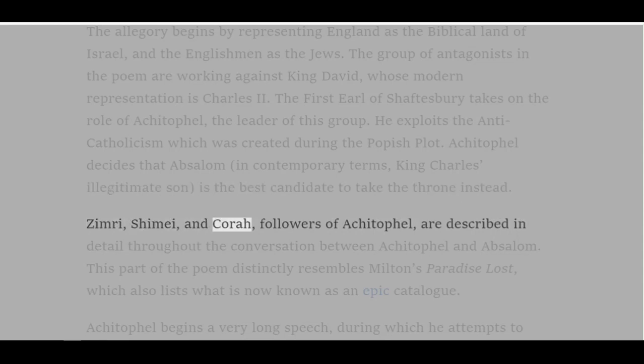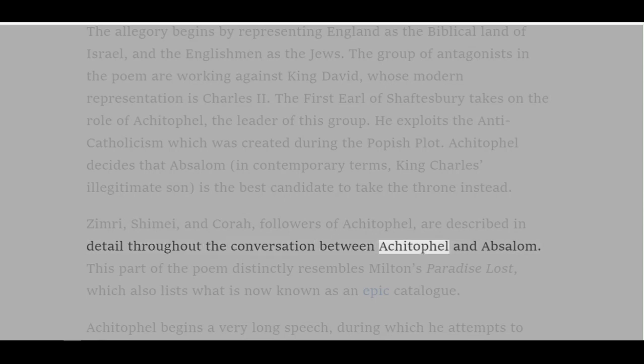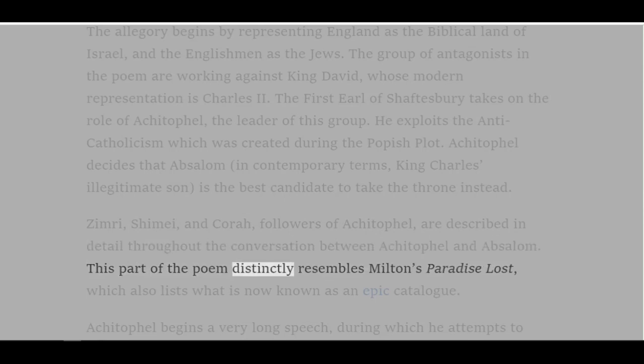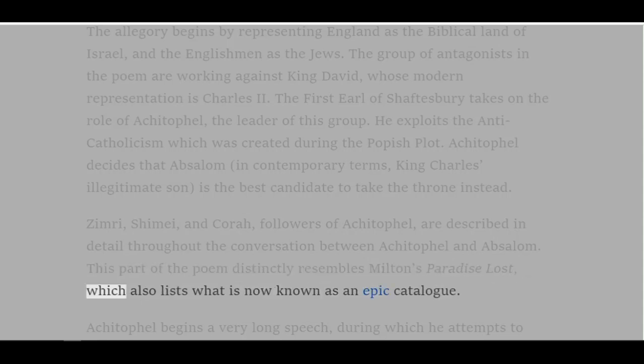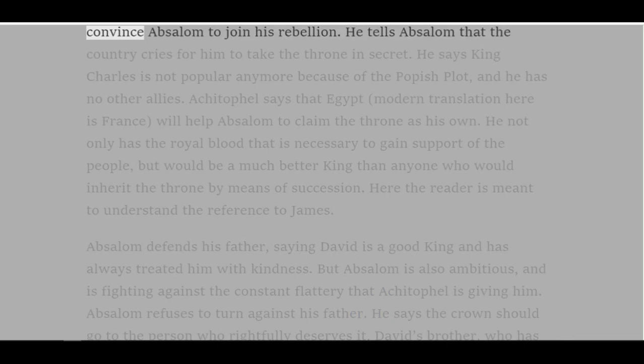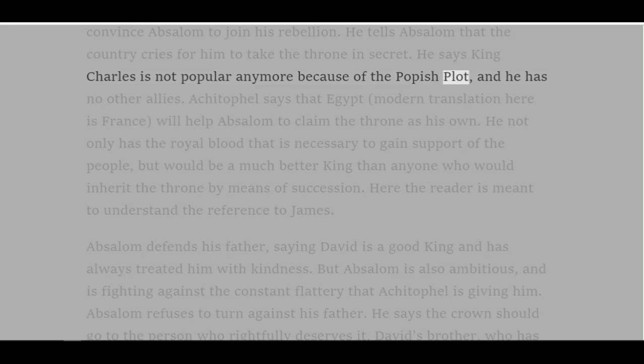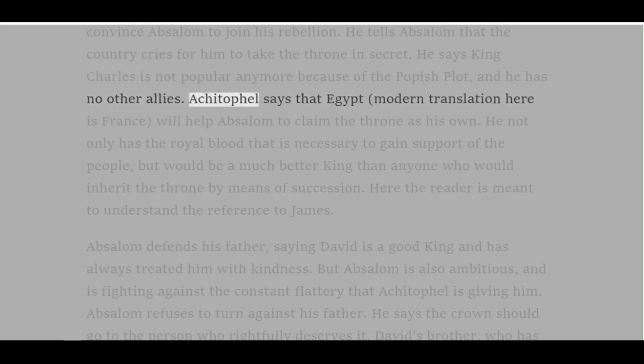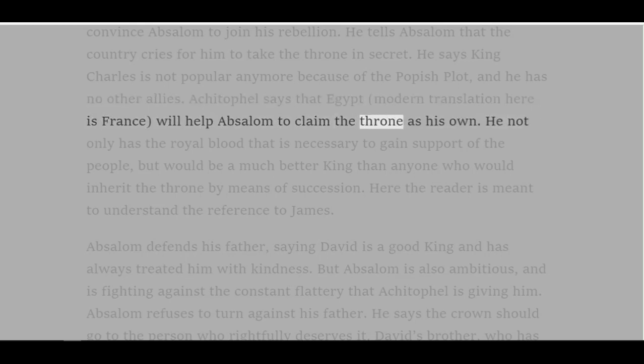Zimri, Shimei, and Korah, followers of Achitophel, are described in detail throughout the conversation between Achitophel and Absalom. This part of the poem distinctly resembles Milton's Paradise Lost, which also lists what is now known as an epic catalogue. Achitophel begins a very long speech, during which he attempts to convince Absalom to join his rebellion. He tells Absalom that the country cries for him to take the throne in secret. He says King Charles is not popular anymore because of the Popish Plot, and he has no other allies. Achitophel says that Egypt, modern translation here is France, will help Absalom to claim the throne as his own.